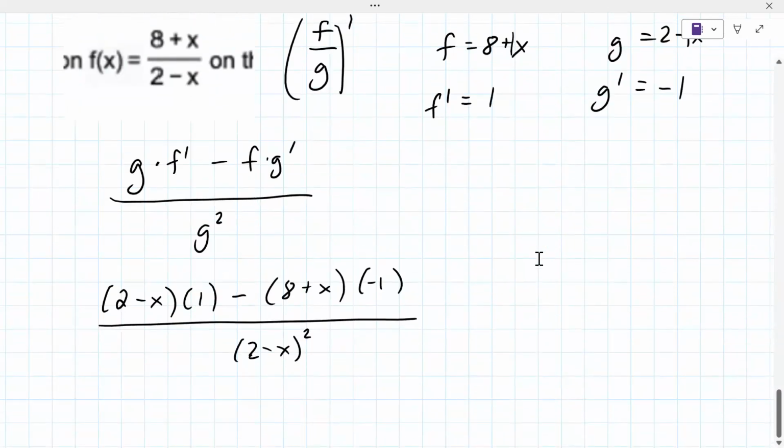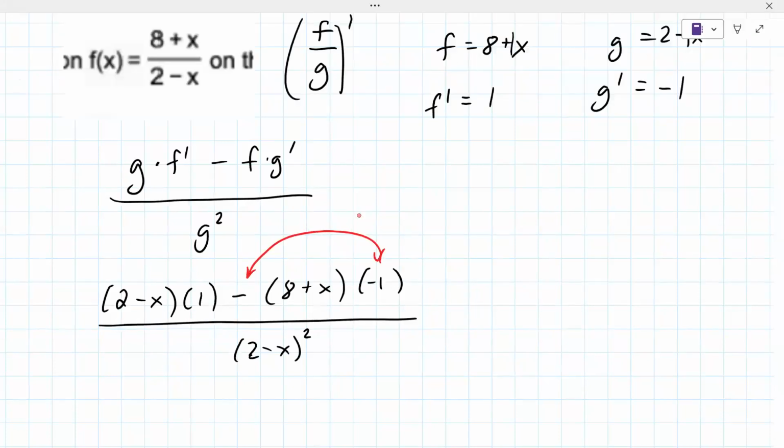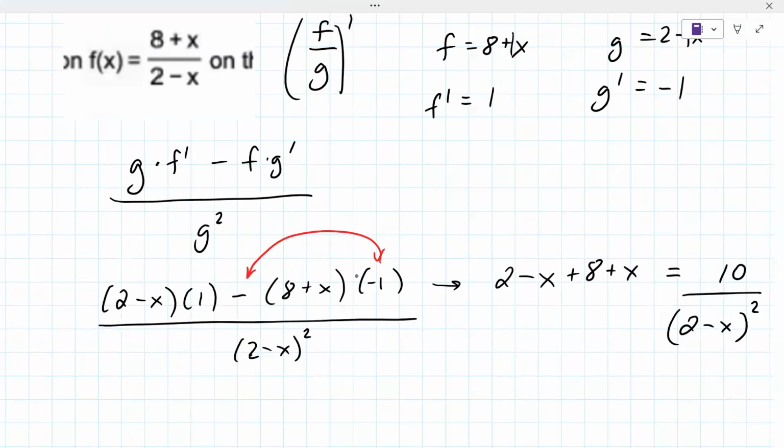Now you do have to simplify the top because we have to set it equal to 0. So to do that, you can see that the negative on the right here cancels with that and just becomes positive. So your top here is 2 minus x. That 1 just multiplies in and goes away. This goes to a plus 8 plus x. And you can see that the x's cancel and you're just left with 10 on the top. Does that look okay to you?